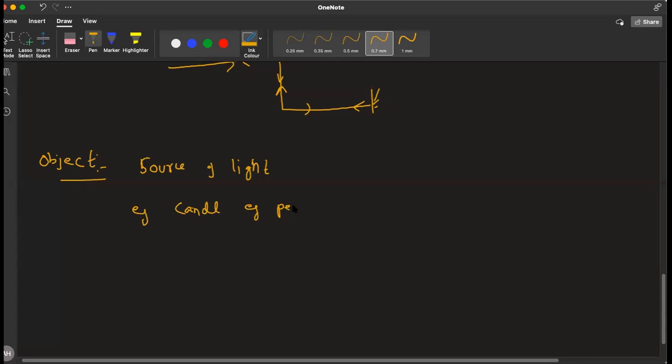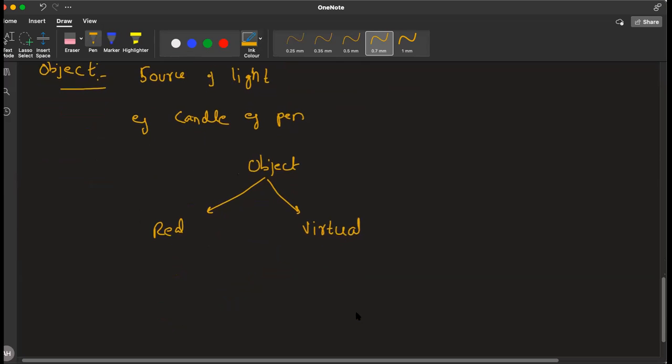Also, a pen is a source of light. This is a luminous source and this is a non-luminous source, but both are sources of light, both candle and pen. Now, the object: you can divide your object into two categories. Your object could be real or your object could be virtual. So we have two types of object. One is real object and another is virtual object.